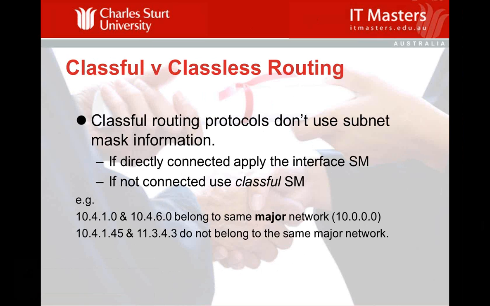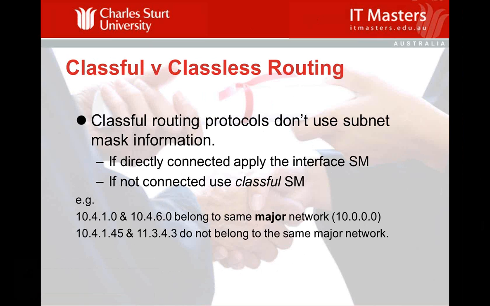If the router has a directly connected interface belonging to the same major network, in this case, if we look at the example, 10.4.1.0 and 10.4.6.0 belong to the same major network, so if it gets route updates for those two networks and both belong to the same major network, it will apply the same subnet mask as that interface. So if we receive updates for those networks and we've got an IP address on that particular interface, which is 10.6.1.8, then we use whatever subnet mask is on that particular interface and we apply it to those routing updates.